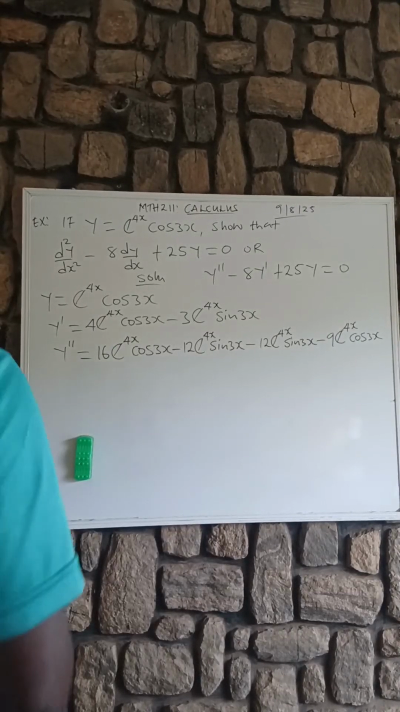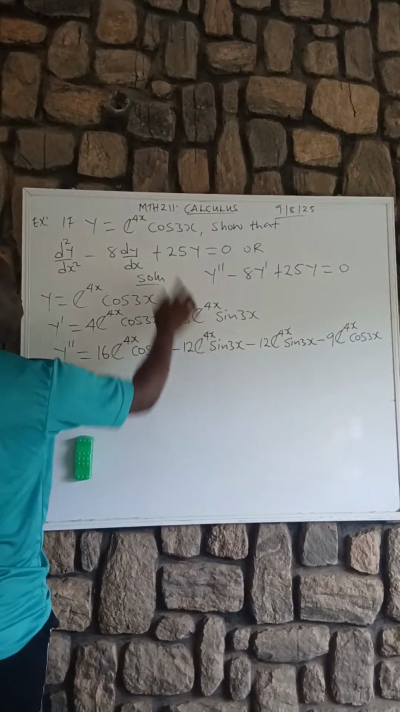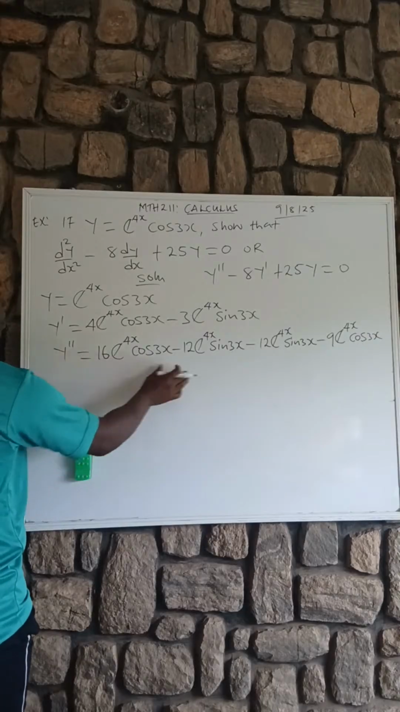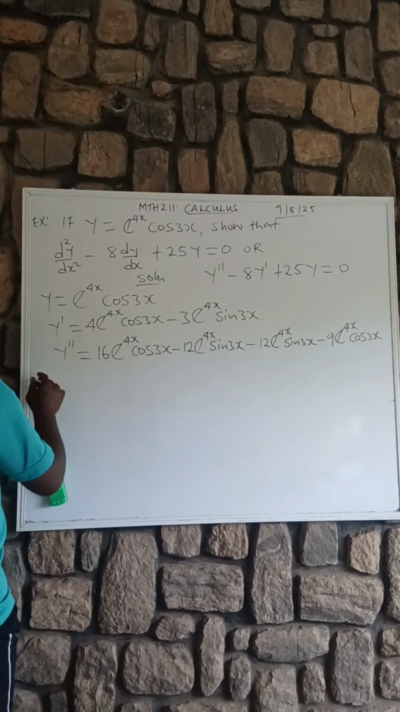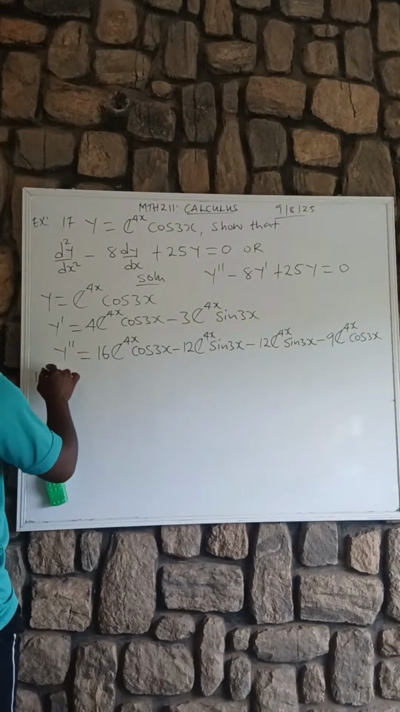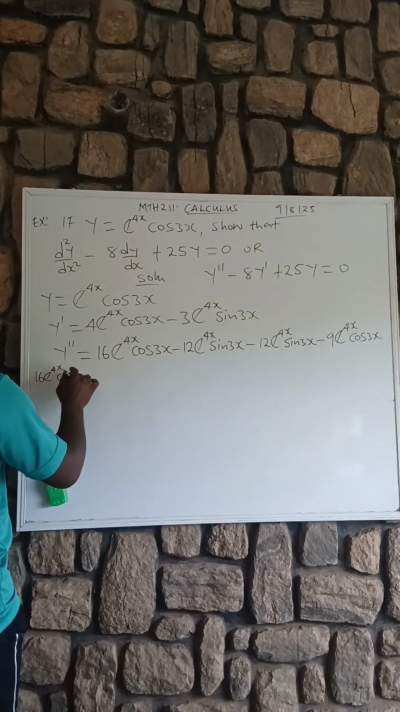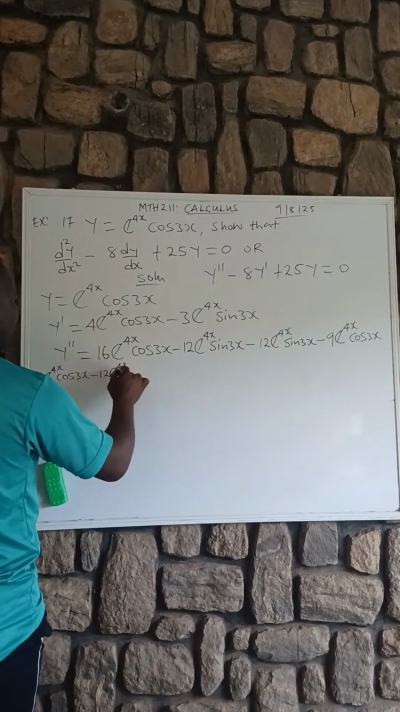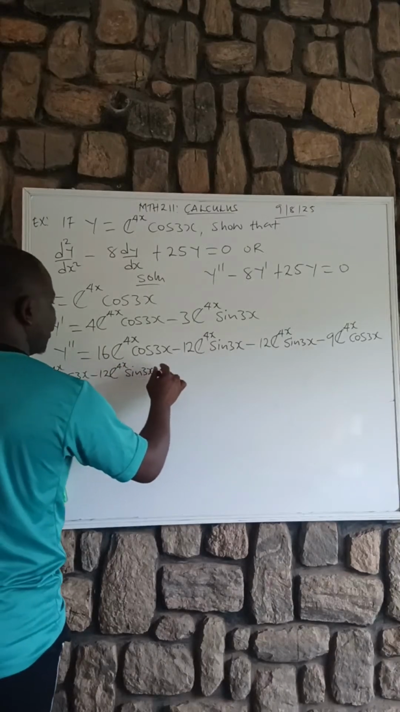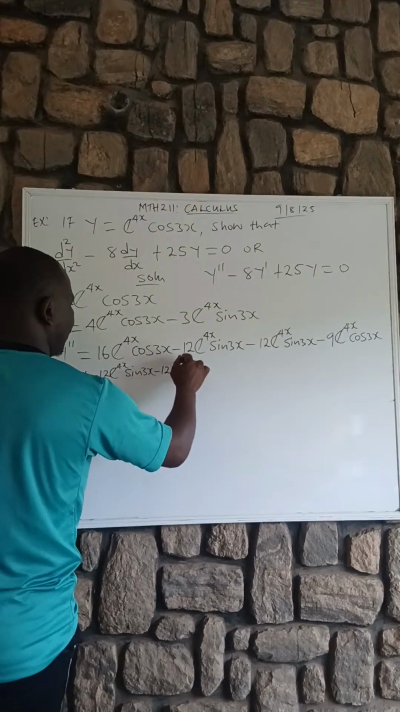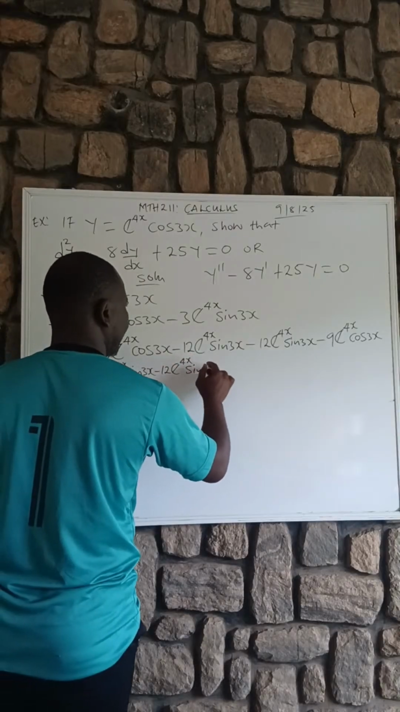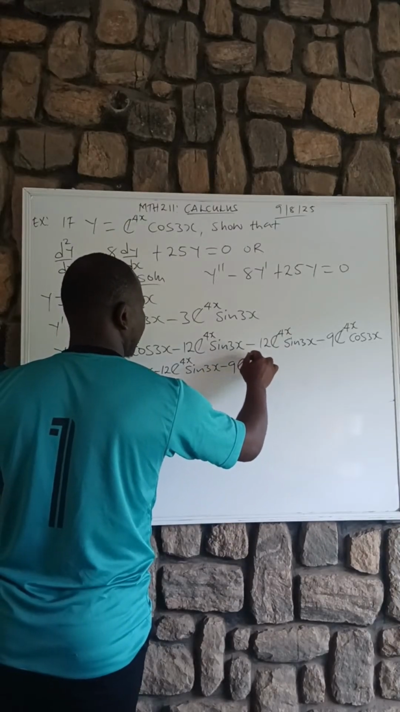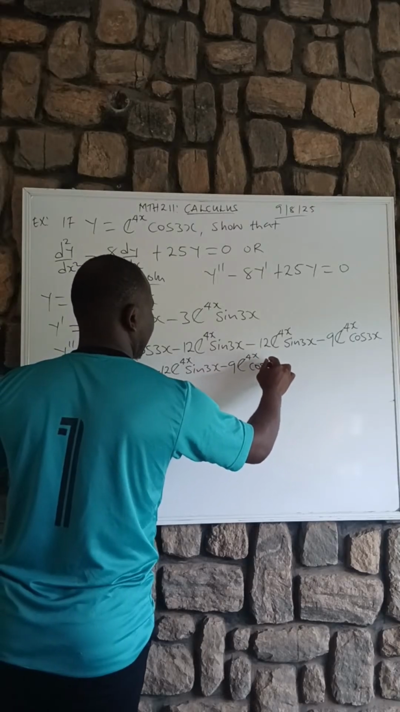Okay, so it means we have to substitute this and this into this second order differential equation. So our y prime prime is this. Let's write it down. 16 exponential 4x cos 3x minus 12 exponential 4x sine 3x minus 12 exponential 4x sine 3x minus 9 exponential 4x cos 3x.